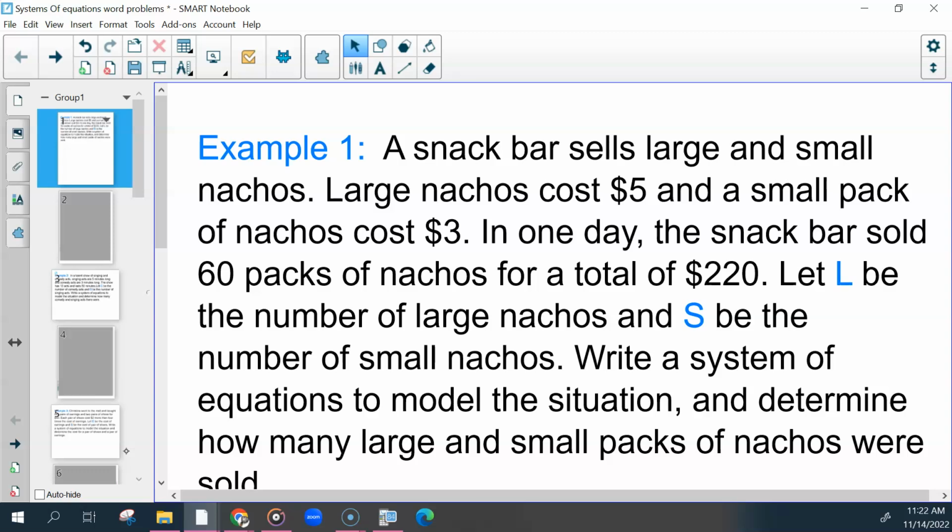A snack bar sells large and small nachos. Large nachos cost $5 and a small pack of nachos costs $3. In one day, the snack bar sold 60 packs of nachos for a total of $220. Let L be the number of large nachos and S be the number of small nachos. Write a system of equations to model the situation and determine how many large and small packs of nachos were sold. So, out of all of that, what do you think is important?